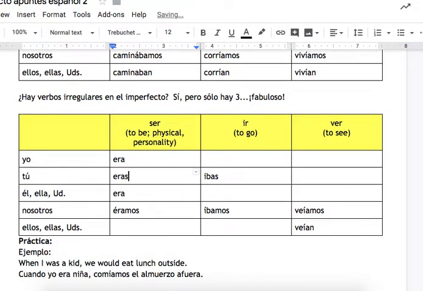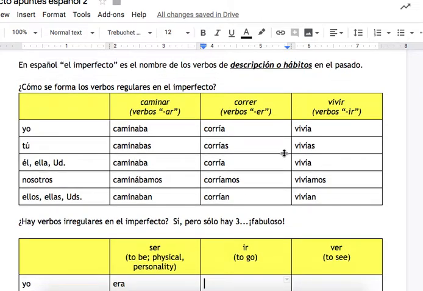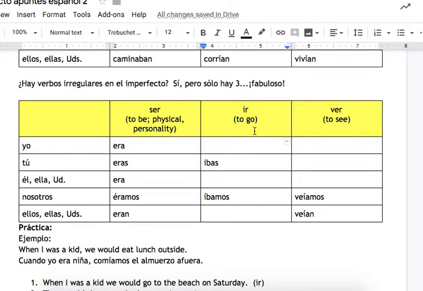So the tú form is eras. The nosotros form is éramos with an accent on the E. And then eran for they. Ir, to go, also is irregular because it doesn't follow the pattern that the verbs up here did, but the endings are still the same. So you have iba, ibas, iba, íbamos with an accent on the I, and then iban. So this means used to go or would always go.